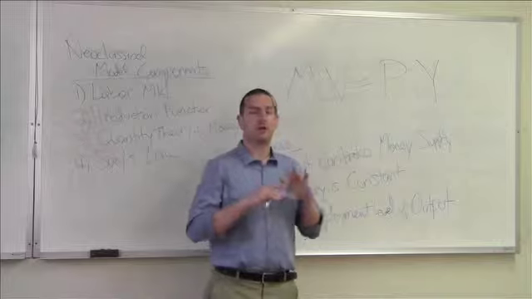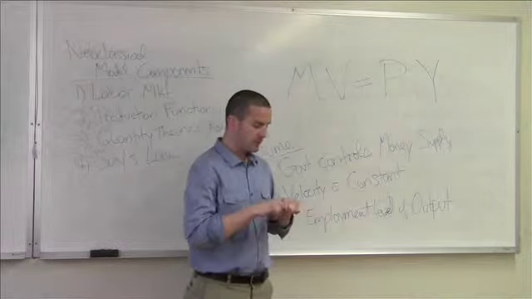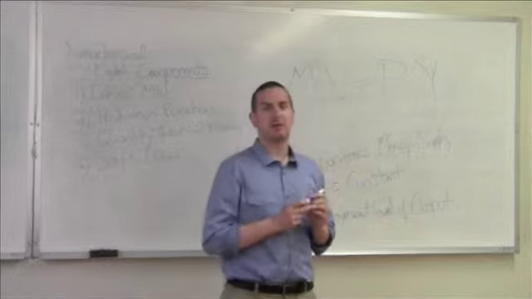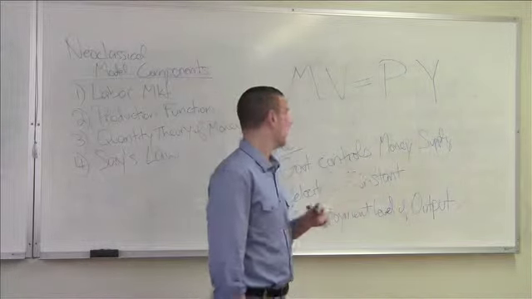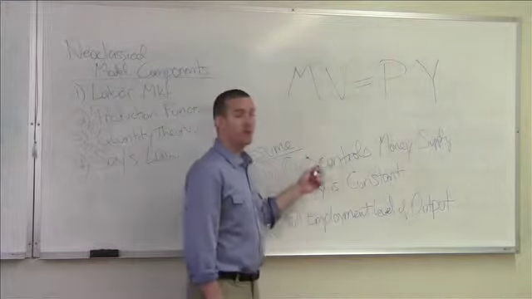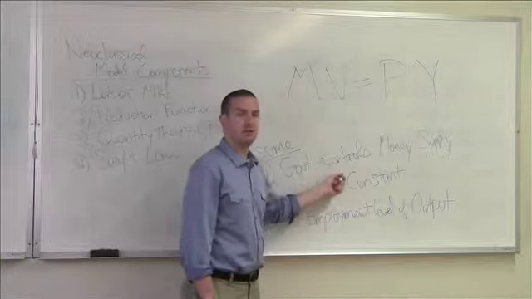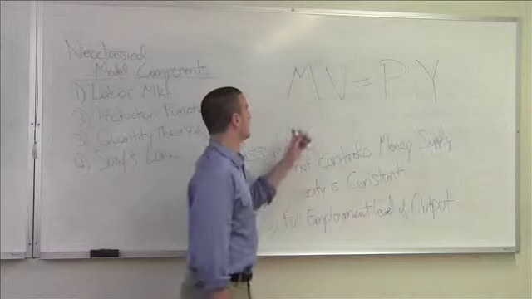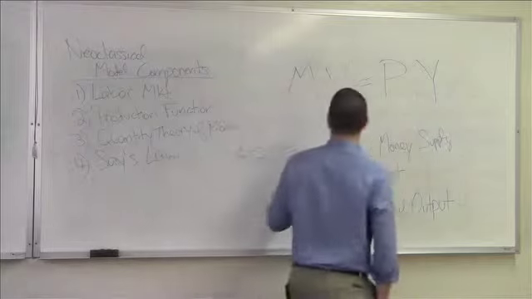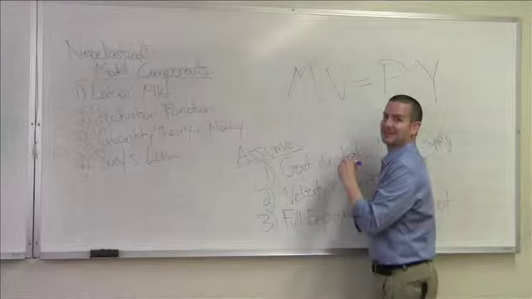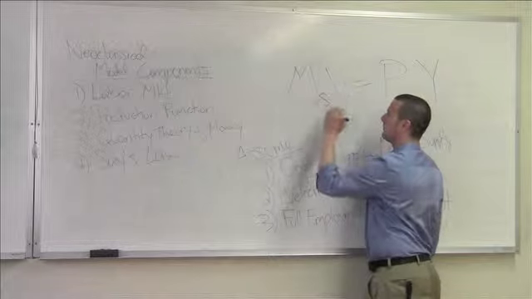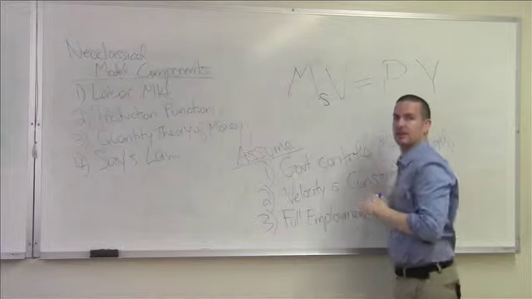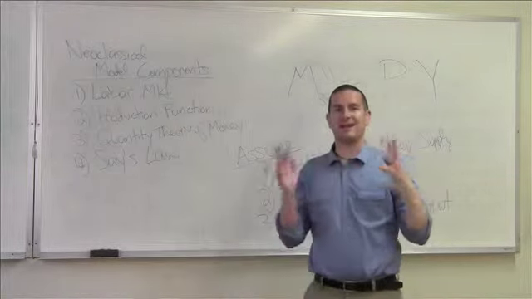Banks create money all the time. In fact, a recent paper by the Bank of England said exactly that. However, we're going to assume that the government controls the money supply, and I'm going to make a little S next to M for money supply. It's the total amount of money in the economy.